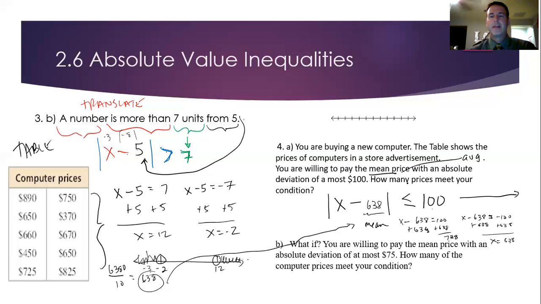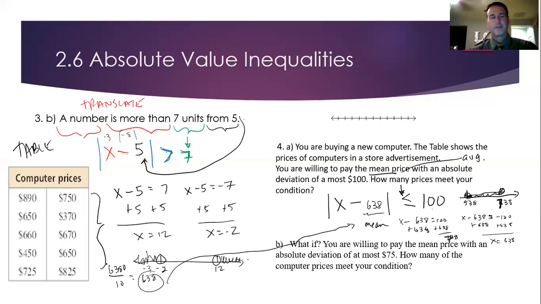What does that mean? Remember, this symbol means you shade the inside. So 538 and 738, I'm sorry. See how that was a 7? My bad, 738. You're going to shade the middle and include those. Any of those prices that fall between those two are valid.